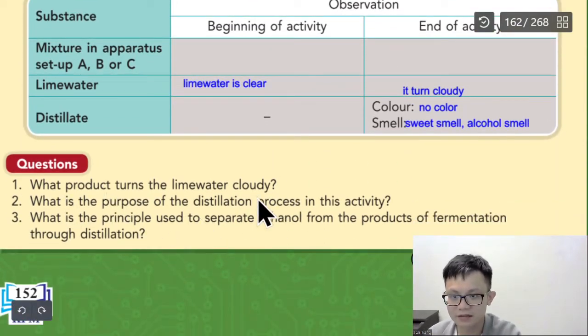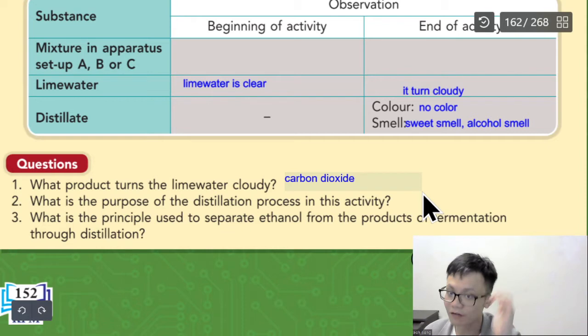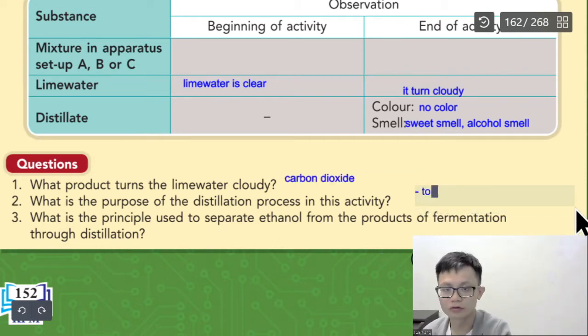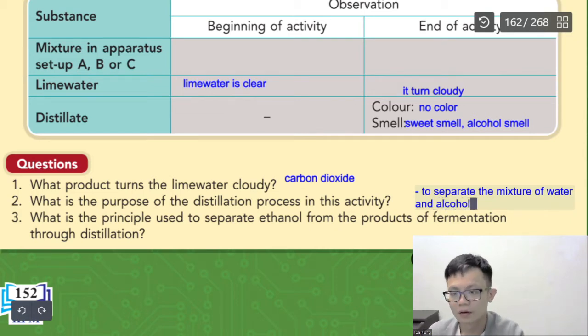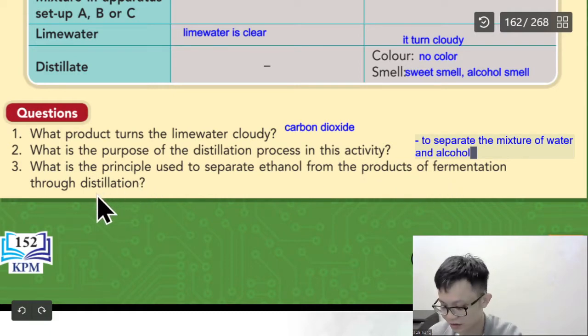Question, why does the product turn the lime water cloudy? Of course, it's carbon dioxide. What is the purpose of distillation in this activity? To separate the mixture of water and alcohol. What is the principle used to separate ethanol from the product of fermentation through distillation?